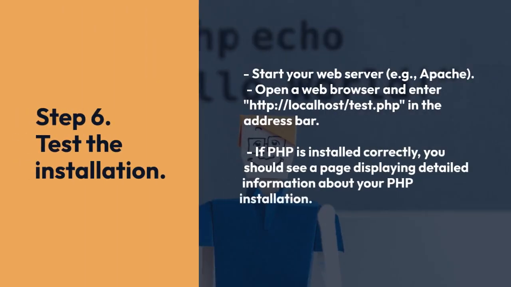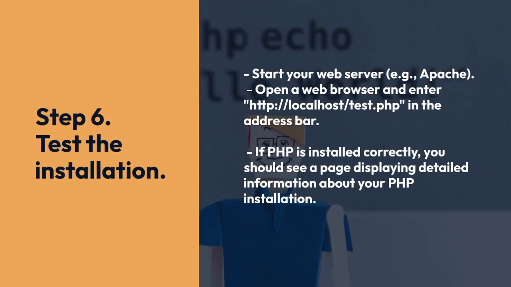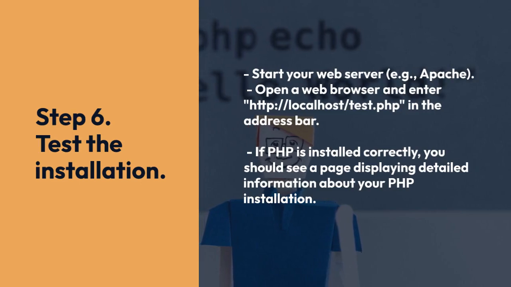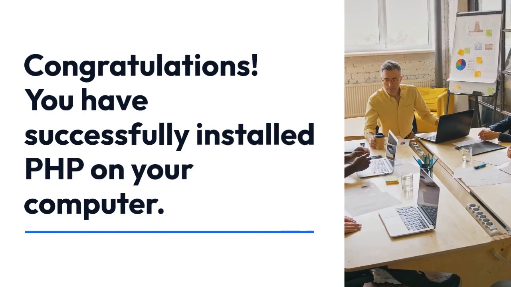Start your web server, for example, Apache. Open a web browser and enter http://localhost/test.php in the address bar. Congratulations! You have successfully installed PHP on your computer.